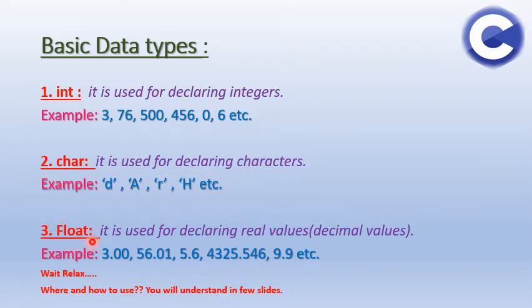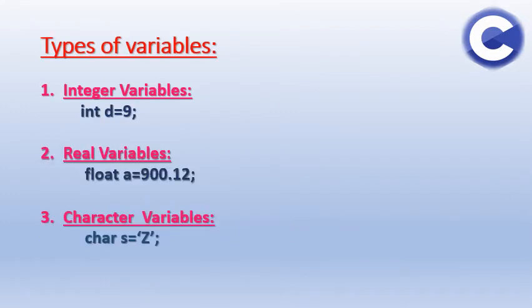Then your float data type. It is used for declaring real values, that is, decimal values. Example: 3.00, 56.01, 5.6, etc. Now where and how to use them, we will learn in the next slide.